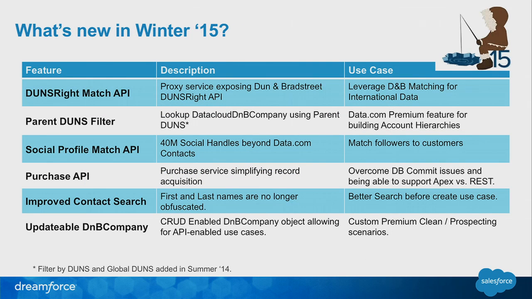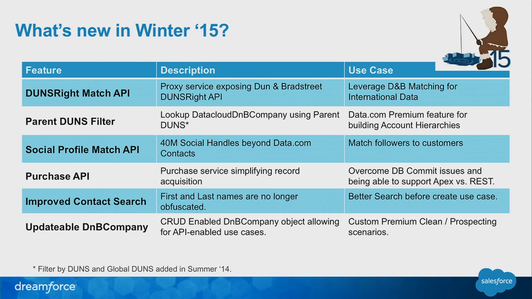So a couple of things we did in winter. We introduced the Dunsright Match API. We've enhanced our search API to now be able to do search against parent DUNS. I should note that we introduced parent DUNS search in winter, but we also introduced DUNS search and global DUNS search in the summer release that allows you to kind of complete the whole hierarchy and kind of build the family tree, if you would, with those APIs.